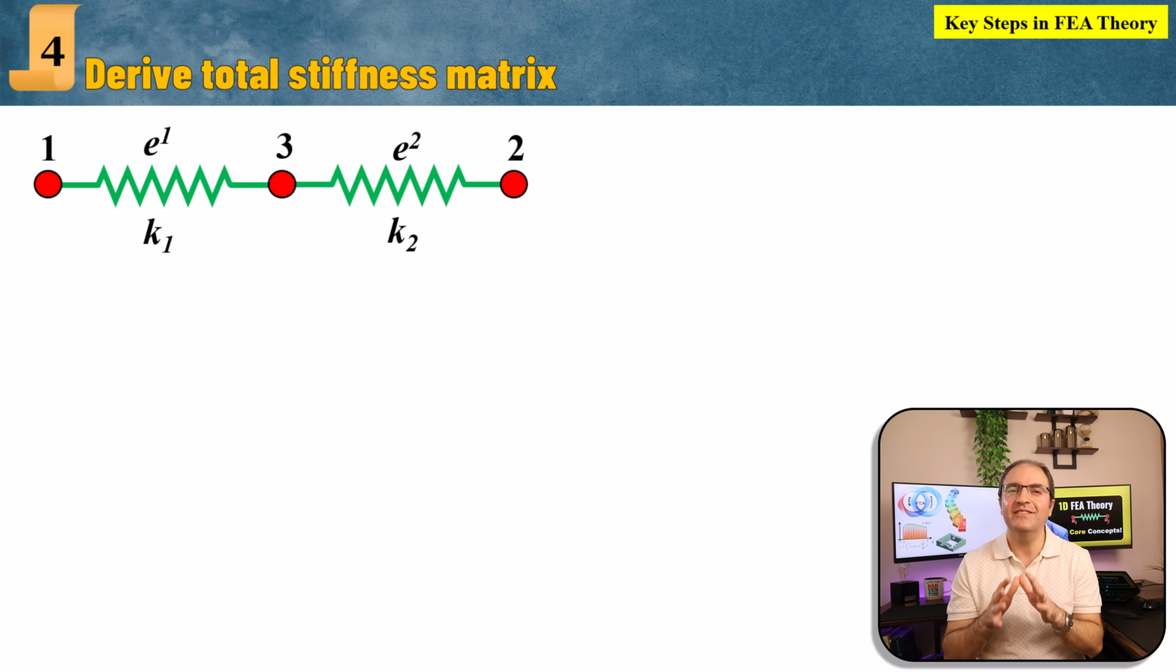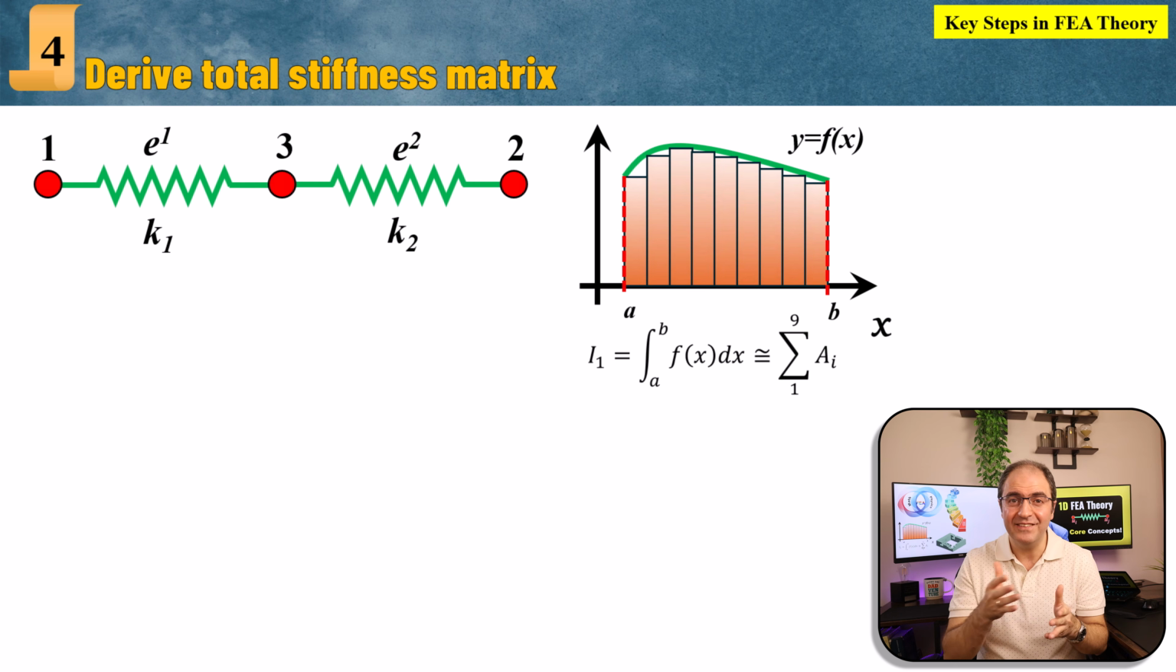So far, we have derived the element stiffness matrix. Let's move one step forward and build the total stiffness matrix for the entire system. For this step, we need more than one spring. Let's just make a system with 2. And again, to use the numerical integration analogy, this step is equivalent to adding the areas of all the strips under the curve for numerical integration. Okay, we have 2 elements now. Element 1 connecting nodes 1 and 3 with a spring stiffness K1, and element 2 connecting nodes 3 and 2 with a spring stiffness K2.